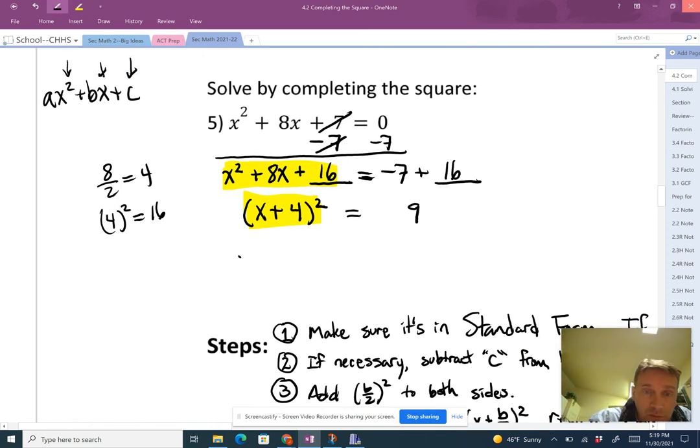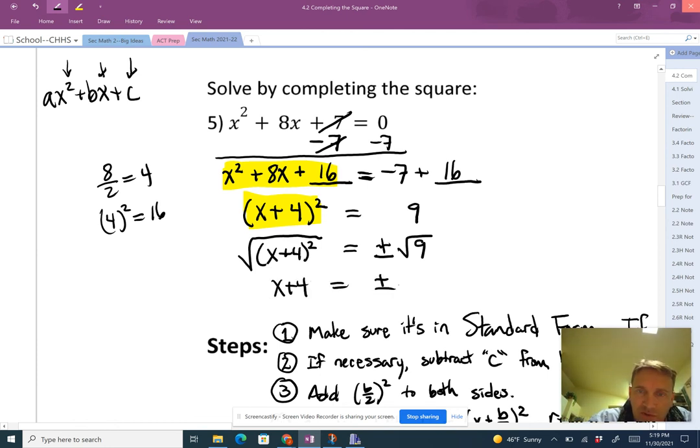So we take the square root of both sides. Square root of x plus 4 squared. We'll undo that square. Square roots and squares are opposite. So we take plus or minus the square root of 9, which just took the square root of both sides. And that leaves us with x plus 4 is equal to plus or minus, and the square root of 9 is a perfect square, so we write 3.